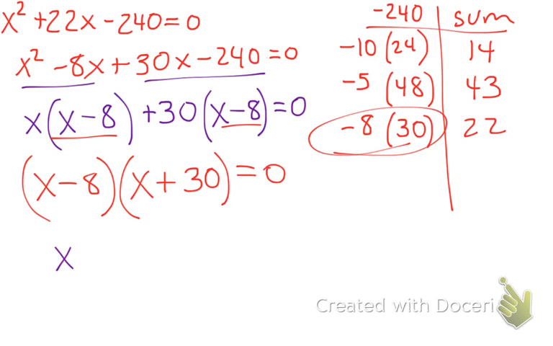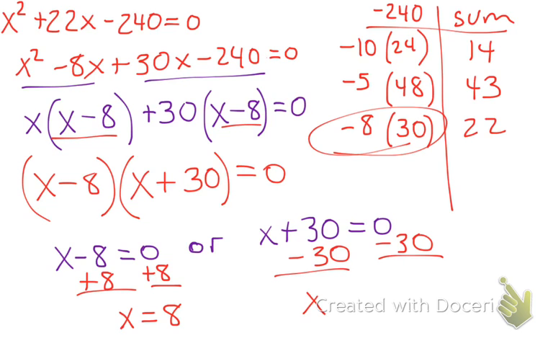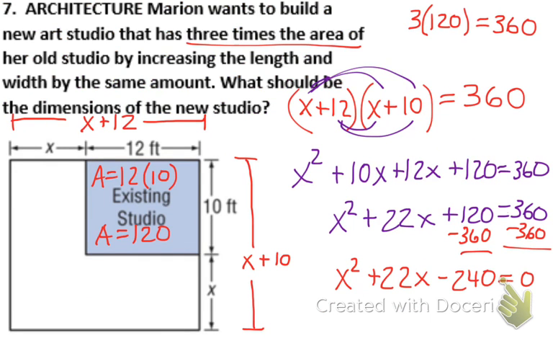Product equal to 0, set each factor equal to 0 and solve. X is a length that you've extended it, and so only a positive answer makes sense. So if we look back at the original problem, what should the dimensions of the new studio be?